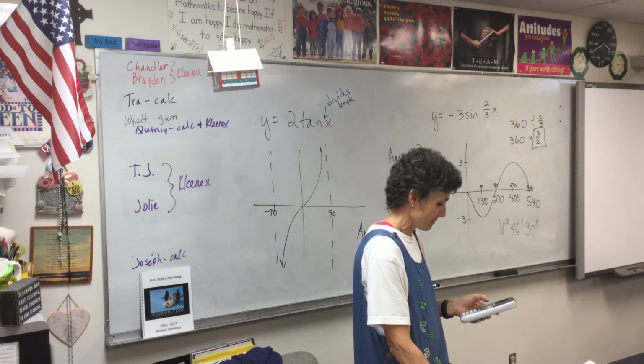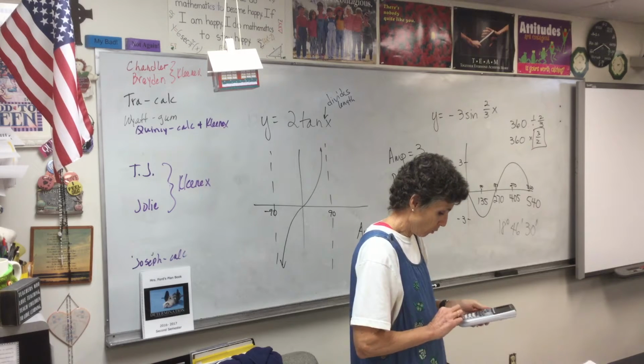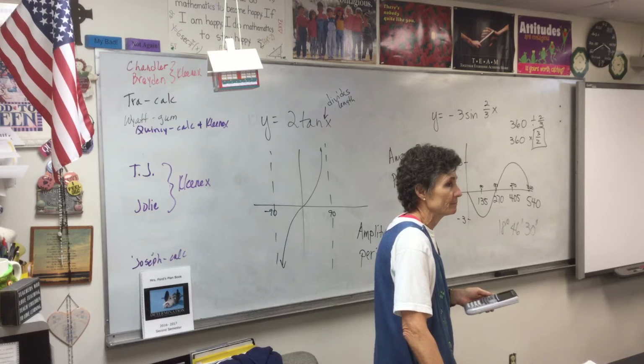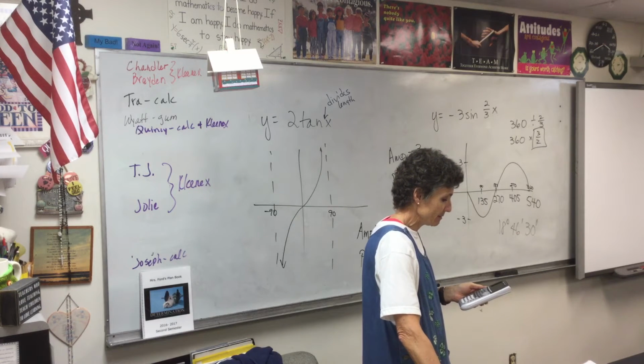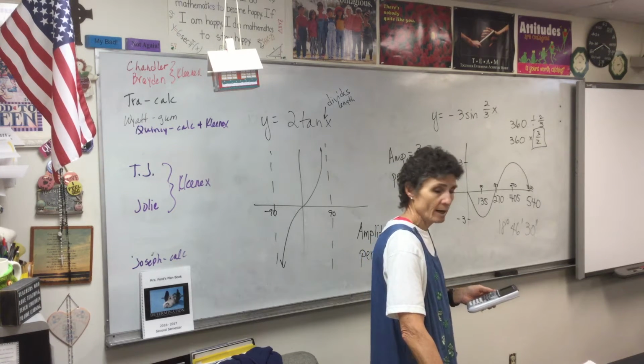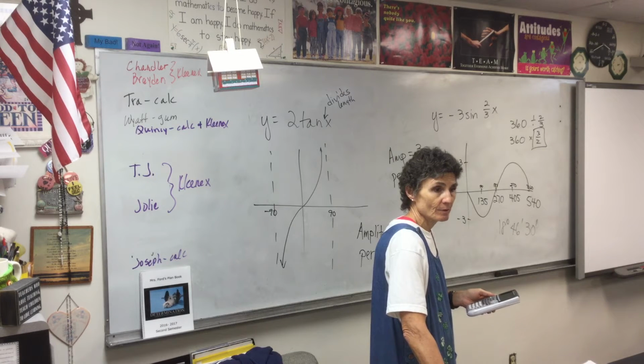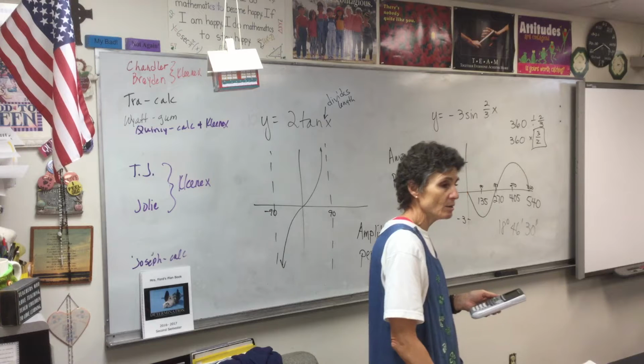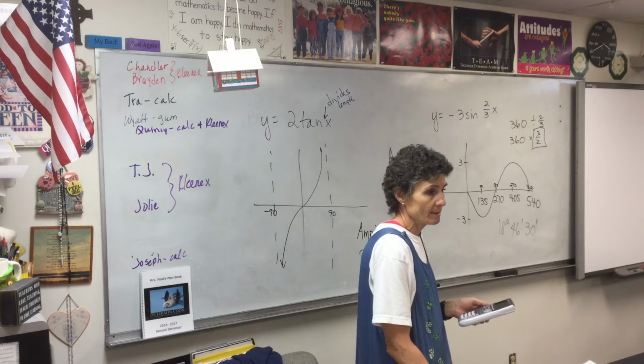Here we go with C. Second cosine, 0.376. What did you get? 67.9139. 4 decimal places. 67.9139.